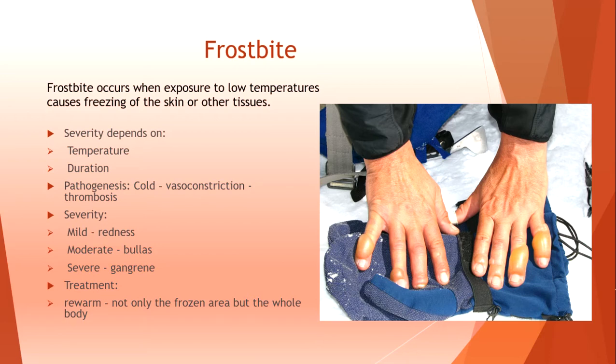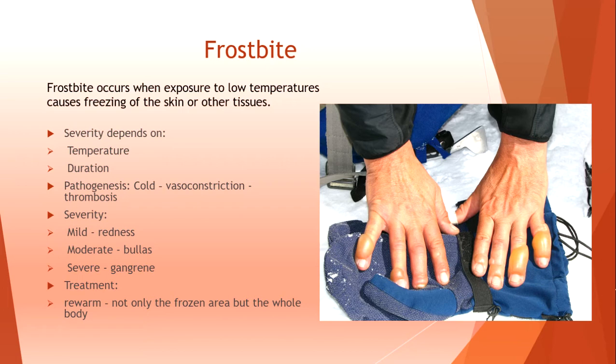We have exposure to the cold, which leads to vasoconstriction. And if vasoconstriction is long enough, we have thrombosis of our vessels, which can lead to gangrene. We have three degrees of frostbite by severity. Mild, it's redness or frosty. Moderate, we have bullous, like the second degree of the burn. And severe can lead to gangrene.